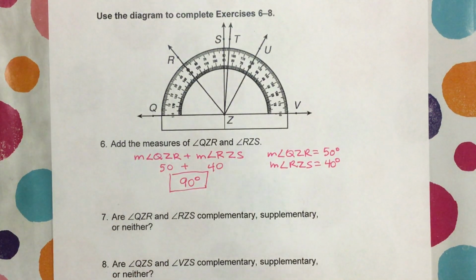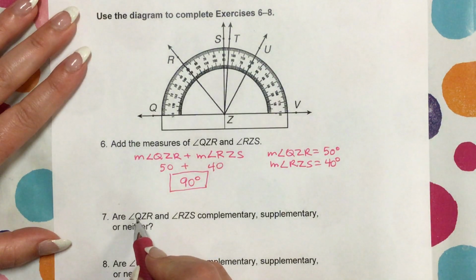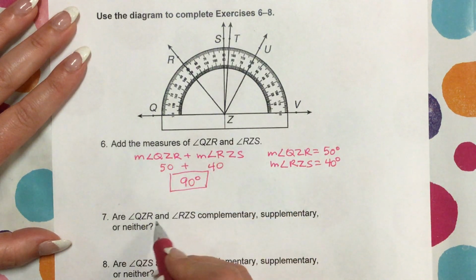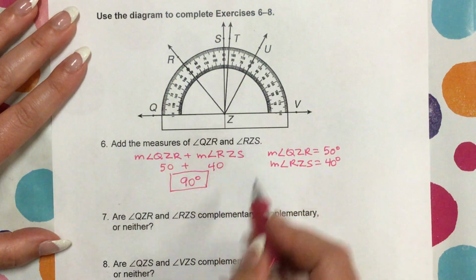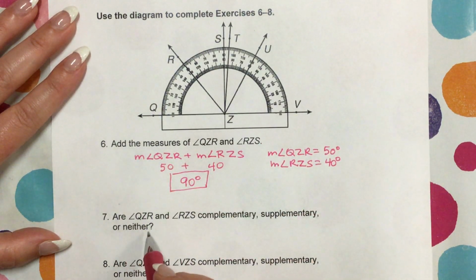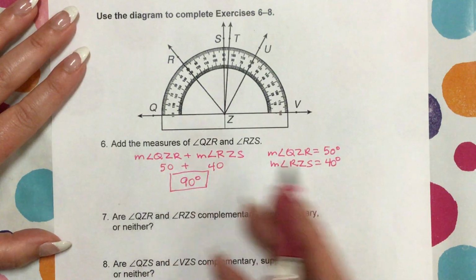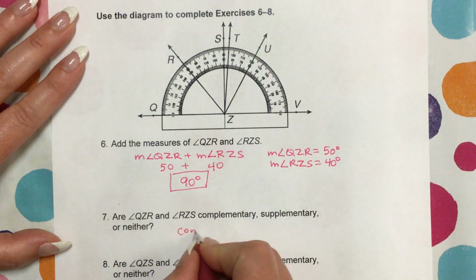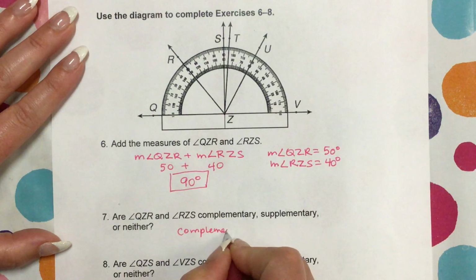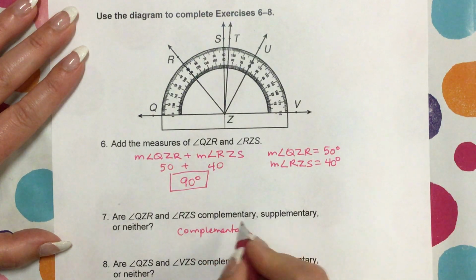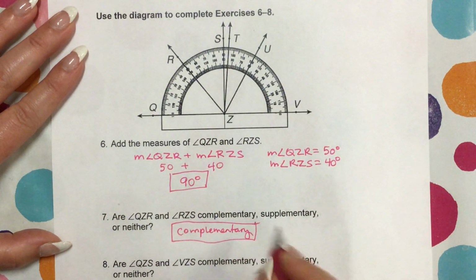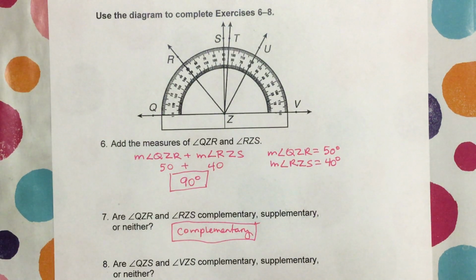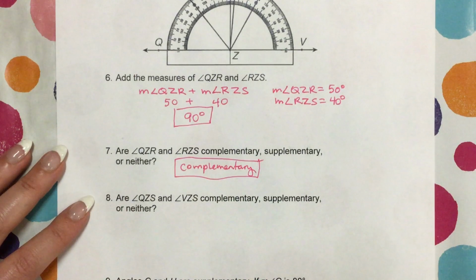It says angle QZR, which is that, and angle RZS, complementary, supplementary, or neither. So since they add up to 90, that means they're complementary. Okay, so if you got that one right, wonderful job. Okay, let's look at problem 8.